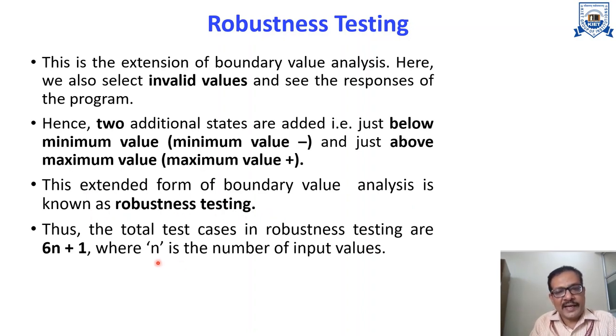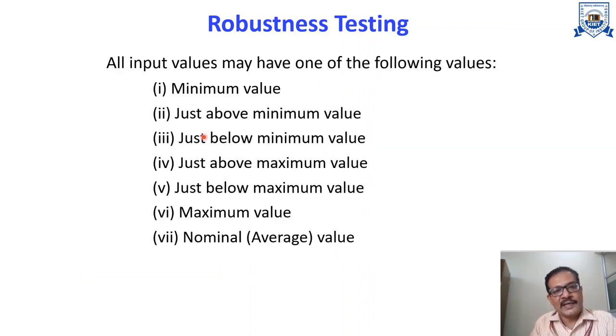And here, if n is the total number of inputs to the system, then by using the robustness testing, we will be having 6n plus 1 number of test cases that is going to be generated. Right? So if you look at here, the all possible input values will be like this: the minimum value, a value just above the minimum value, a value just below the minimum value, a value just above the maximum value, a value just below the maximum value, and one average value. So two extra, if you look at here, the third and fourth, these are the two extra cases or extra values I am going to add here.